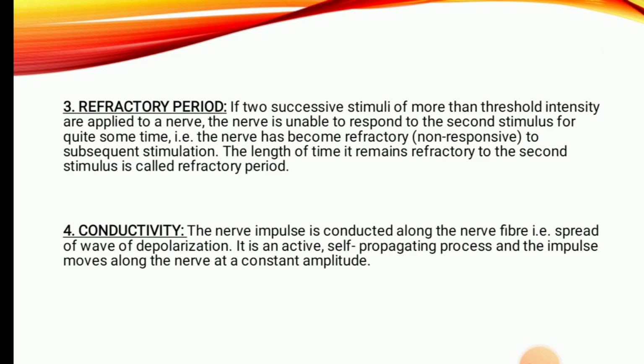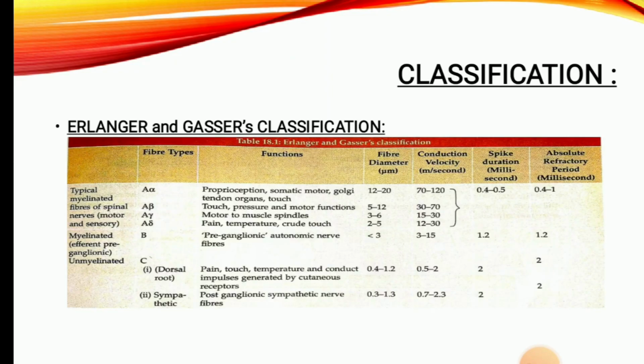Next comes the conductivity. What is conductivity? The nerve impulse is conducted along the nerve fibers, that is, the spread of a wave of depolarization. It is an active self-propagating process and the impulse moves along the nerve at a constant amplitude. Hope the physiological properties are clear to you.